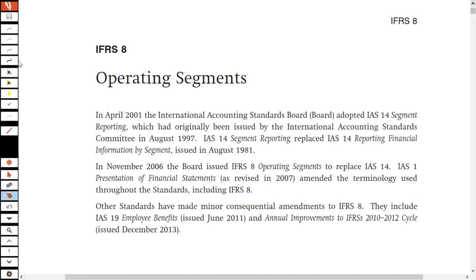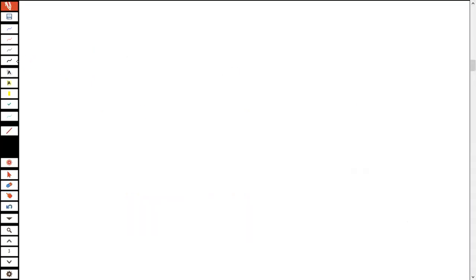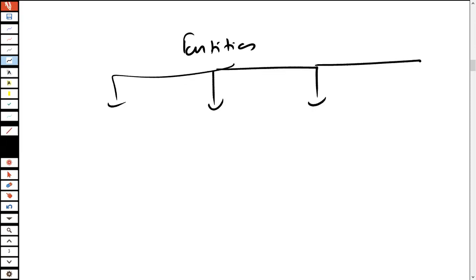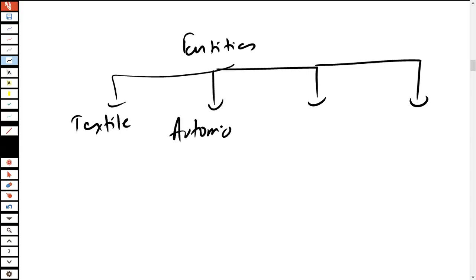In order to understand IFRS 8, there is something that you need to know, that there are a lot of entities, I repeat, there are a lot of entities which operate in multiple sectors. Like there may be a group of companies which is having an investment in the textile sector, the automobile sector, the power sector, the transport sector, etc.